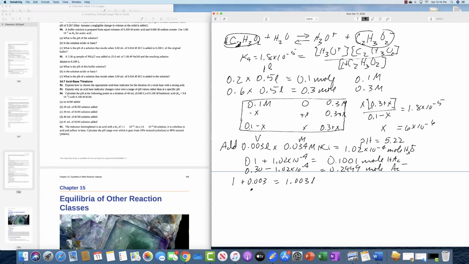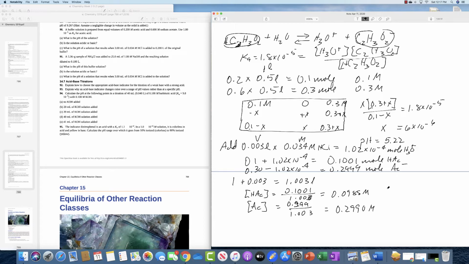liters. So the new concentration for acetic acid is going to be these new moles divided by the new volume, and that's going to give you 0.0998 molar. And the new concentration for the acetate is going to be 0.2999 divided by 1.003. It's going to be 0.2990 molar.